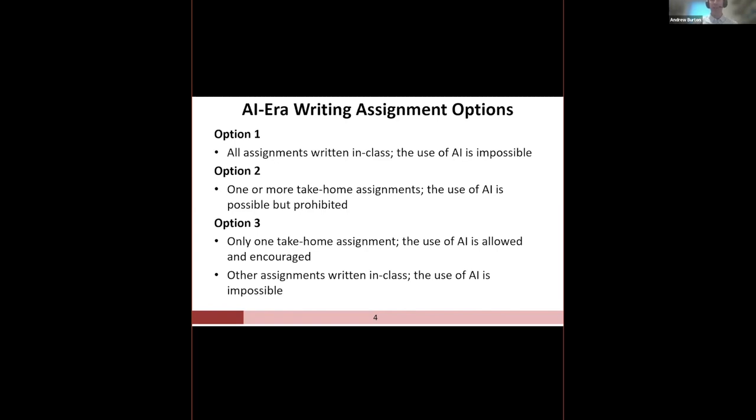So then here's the one that I see as being viable for me, and that is having only one take-home assignment. And for that one assignment, not only do I allow students to use AI, but I encourage them and teach them how to do so. The other writing assignments in the class are written in class by hand, and the use of AI is therefore impossible. This approach addresses all the concerns with the previous one.